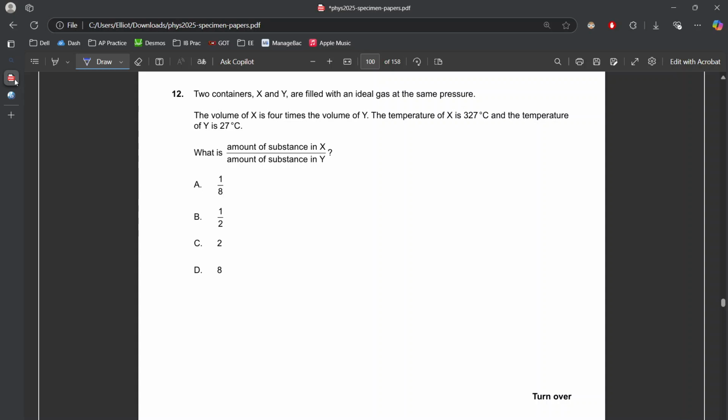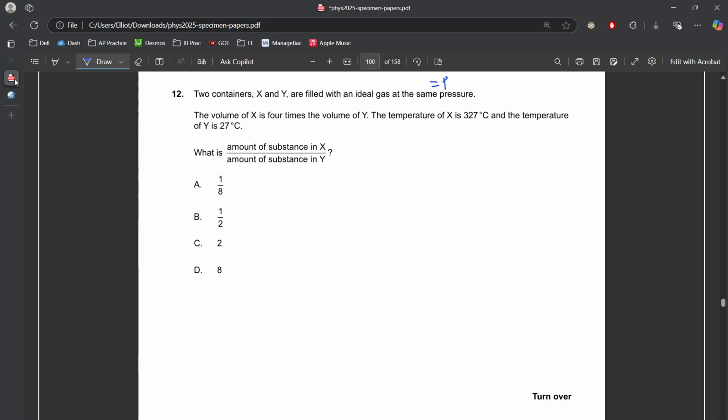Okay, moving on. Two containers, X and Y, are filled with an ideal gas at the same pressure. So equal P. See, I like to take notes all over my tests. The volume of X is 4 times the volume of Y. The temperature of X is 327 Celsius. The temperature of Y is 27 Celsius. What is the ratio of the amount of X and the amount of Y?